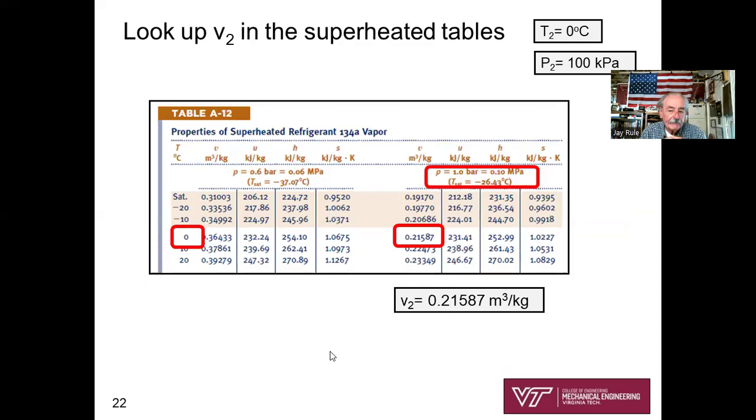Now that we know we have superheated vapor, we can go to our superheated vapor tables and we have T2 and we have P2. We're just going to shop around. Well, here's P2, 1 bar, okay, 100 kPa. And here's T2, 0 degrees C. So all we have to do is write down V2, 0.21587 cubic meters per kilogram. So that's golden. We'll write that down in our solution.